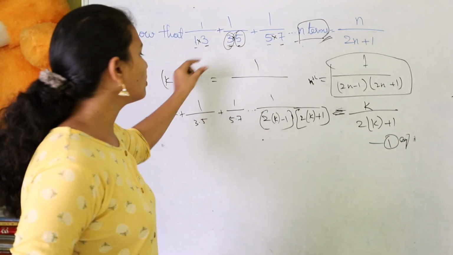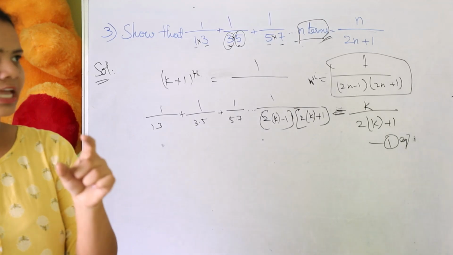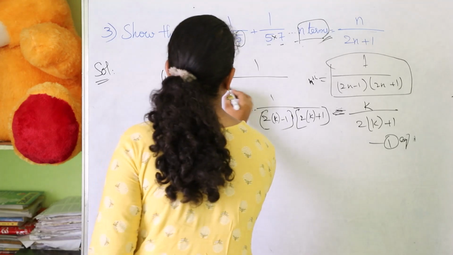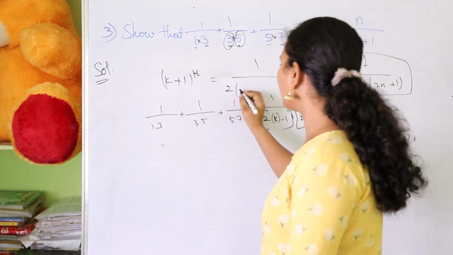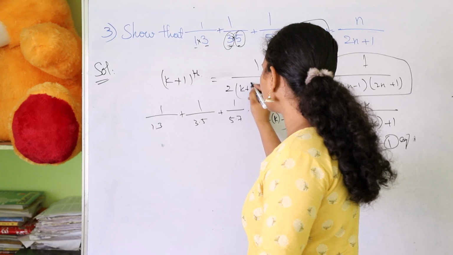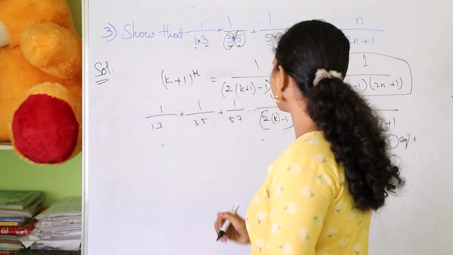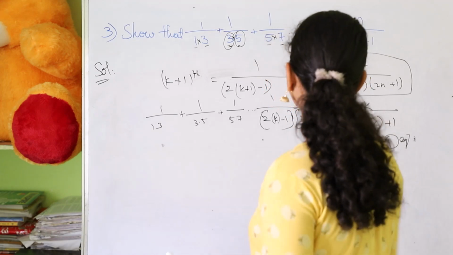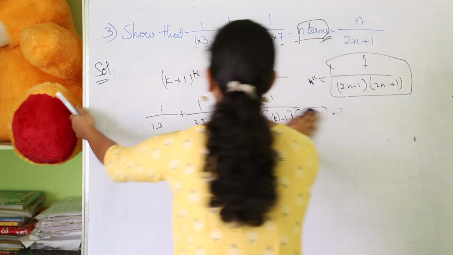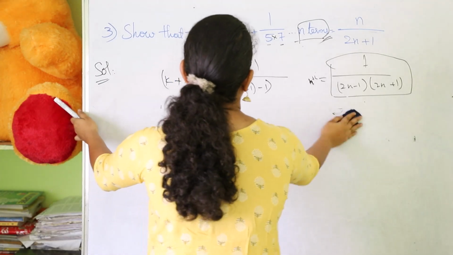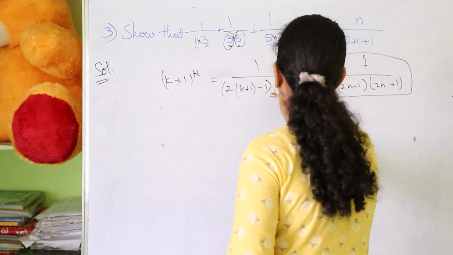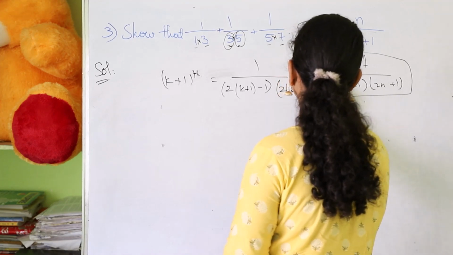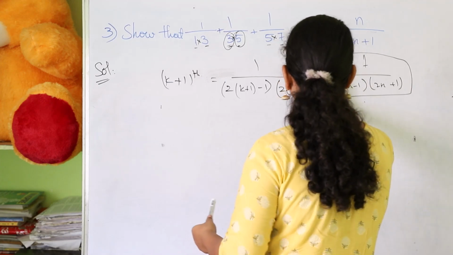Instead of n, you substitute k plus 1. So 1 by 2 into k plus 1 minus 1. Are you getting it? I will rub this out and write it again. k plus 1 minus 1. Now for the other factor you have 2 into k plus 1 plus 1. Are you getting it?